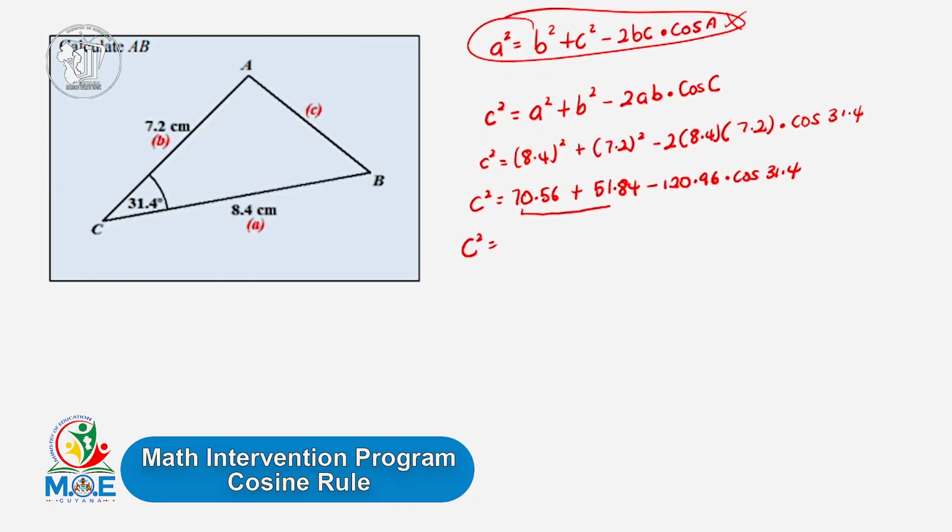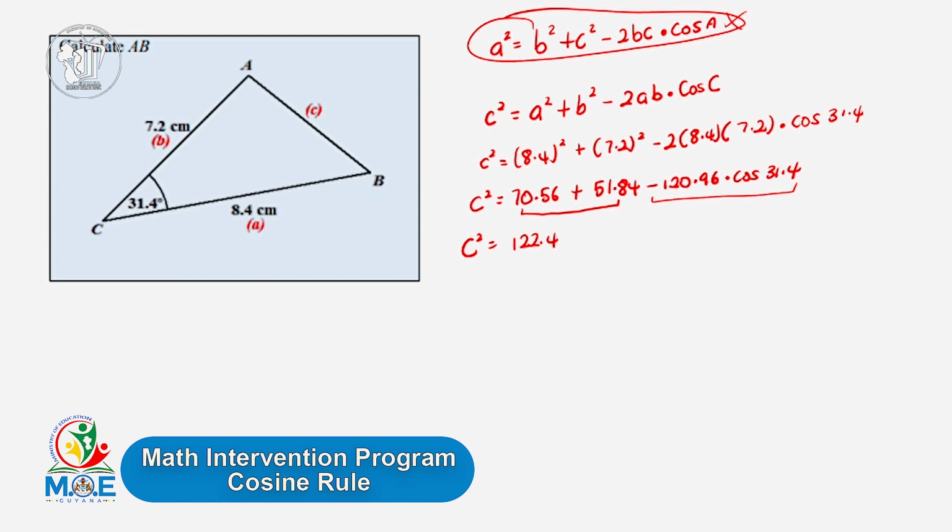So we add up these two. So 70.56 plus 51.84, that would give us 122.4. Now what we can do, we can multiply this here by the cos 31.4.